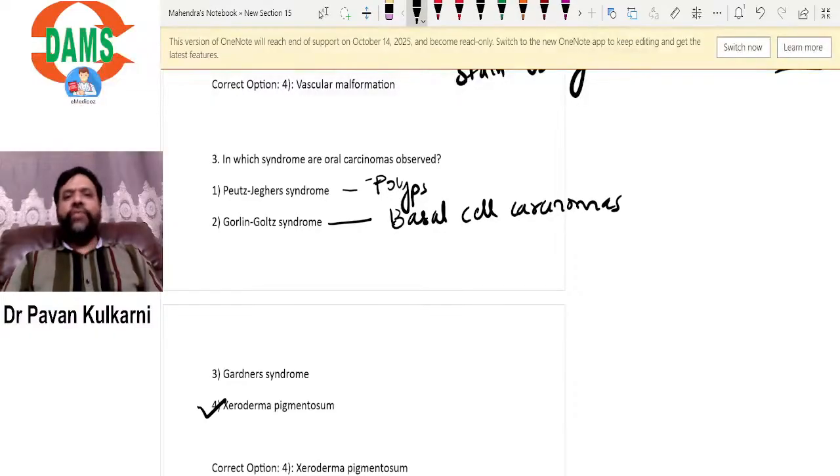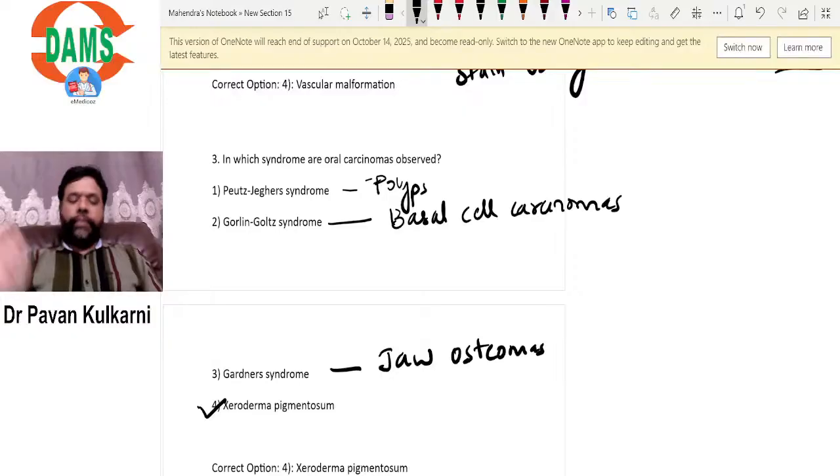What are the other components of Gorlin-Goltz syndrome? You will see bifid rib, multiple odontogenic keratocysts, and calcification of the falx cerebri. All those things you will see. Gardner syndrome: do you see oral carcinoma in Gardner syndrome? No. Gardner syndrome patients typically have jaw osteomas.